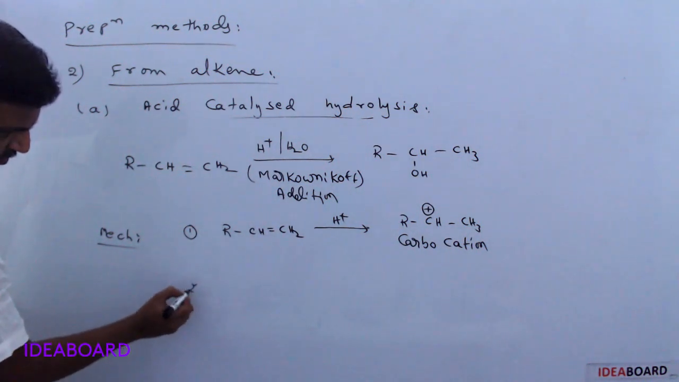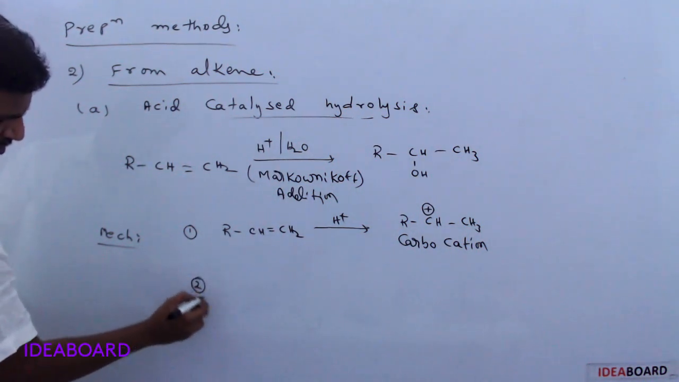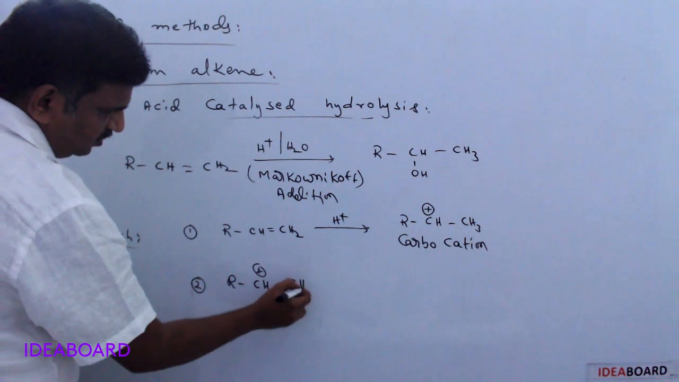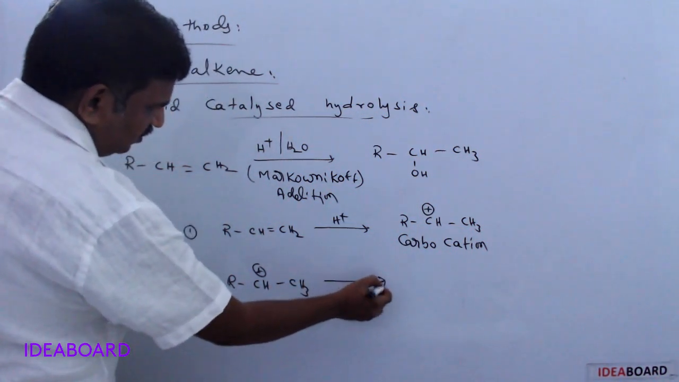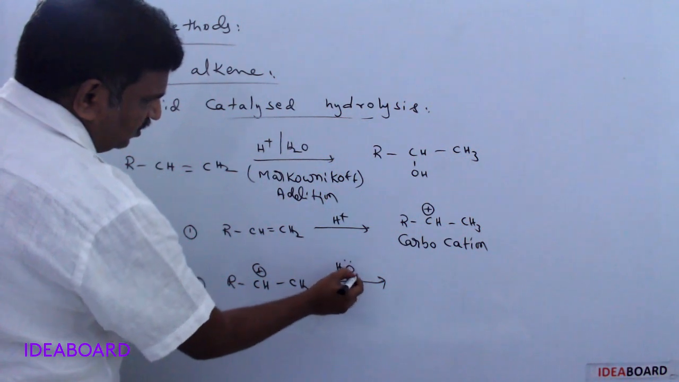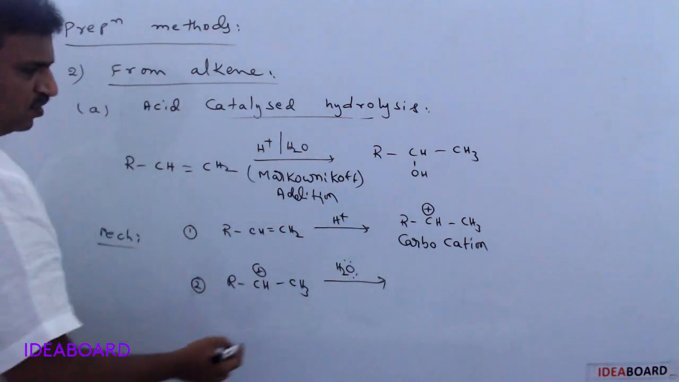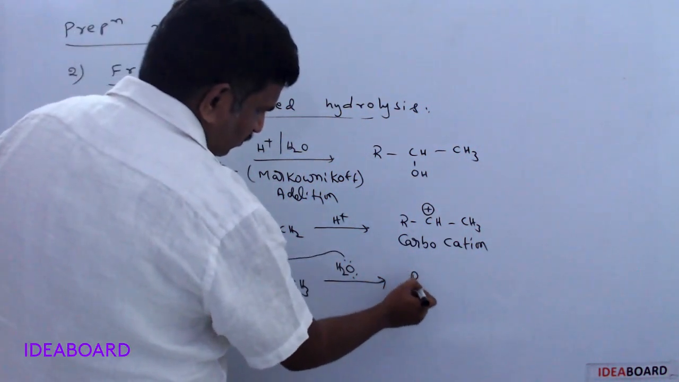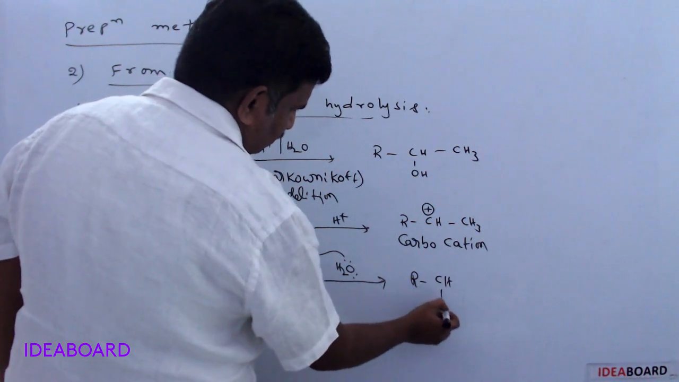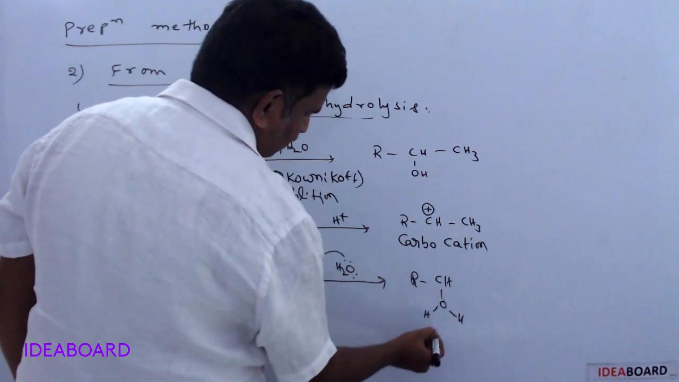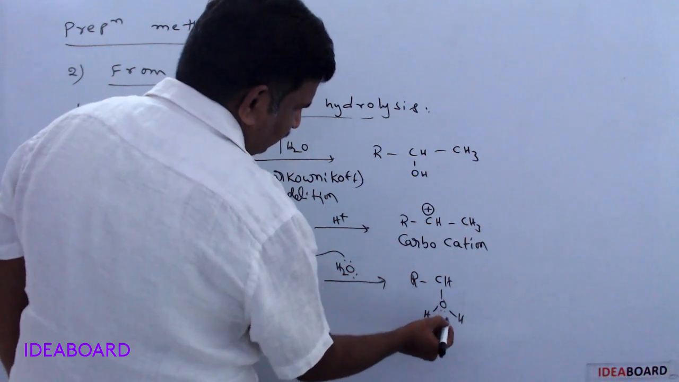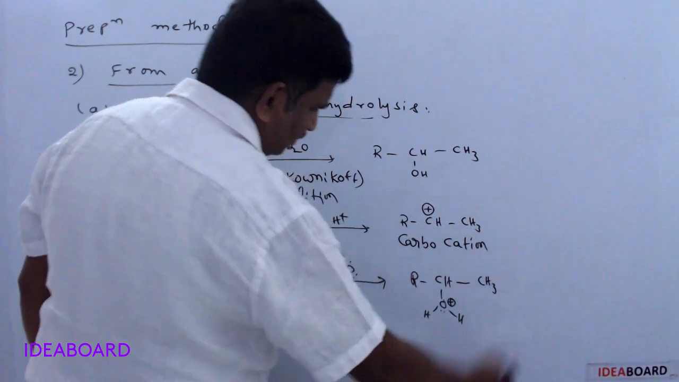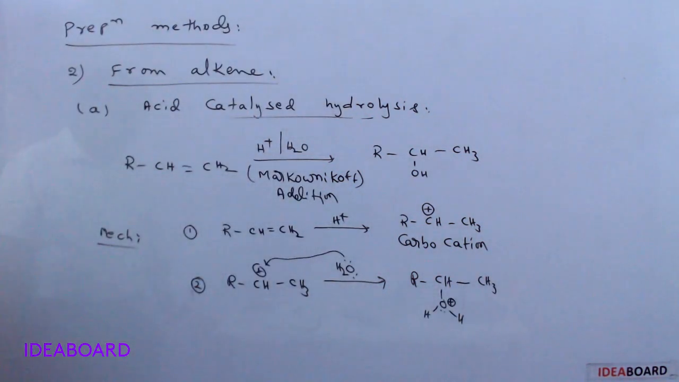In the second step, that carbocation, RCH plus CH3, is formed. This reacts with a water molecule. Generally, water contains two lone pairs on the oxygen atom. That lone pair of oxygen attacks here, and so we get RCH, OH, H, and the oxygen loses one lone pair. Now it has another lone pair only. It has a positive charge and CH3. That is formed in the second step.